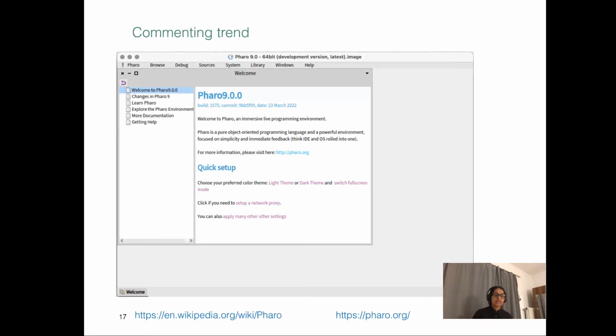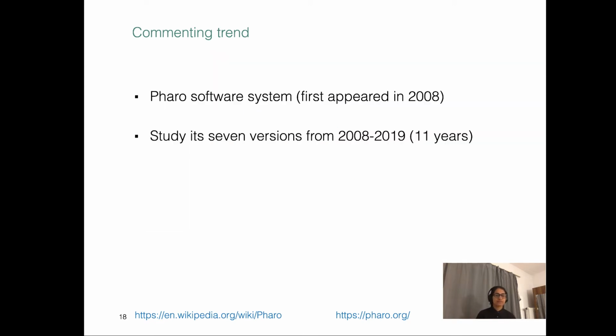For this study, we basically consider the Pharo software system. It's a live programming environment for Smalltalk software systems, and it's written in Smalltalk. That's an interesting thing. The system first appeared in 2008. Therefore, it provides a long history to analyze Smalltalk comments. Since 2008, there have been various versions. Currently, it's Pharo 9. We analyze basically 11 years of history of this system.